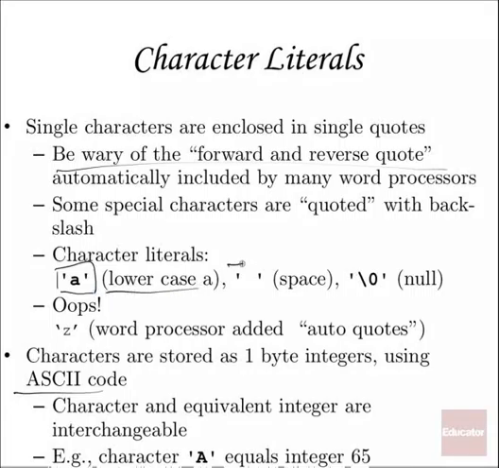Here's a space. Here is a null character. The slash is quoting the 0, because otherwise if you just have 0, that's the 0 character. Not the 0 integer, but the 0 character. Putting the slash there makes it a 0 integer stored in a character. And here's what I'm talking about, those quotes. The word processor did auto quotes around this Z. There's the reverse quote on the front, the forward quote on the back, and your C++ compiler will not like those.